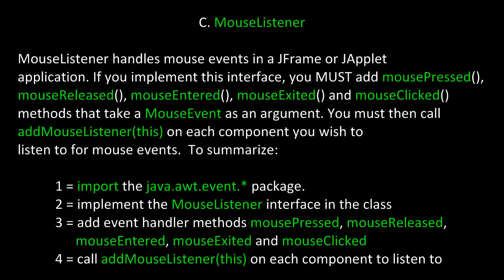for mouse events. To summarize, first, import the java.awt.event package. Second, implement the MouseListener interface in the class. Third, add the event handler methods mousePressed, mouseReleased, mouseEntered, mouseExited, and mouseClicked. You must add them all even if you don't use them all. Fourth, call addMouseListener, passing this pointer on each component you wish to listen to.